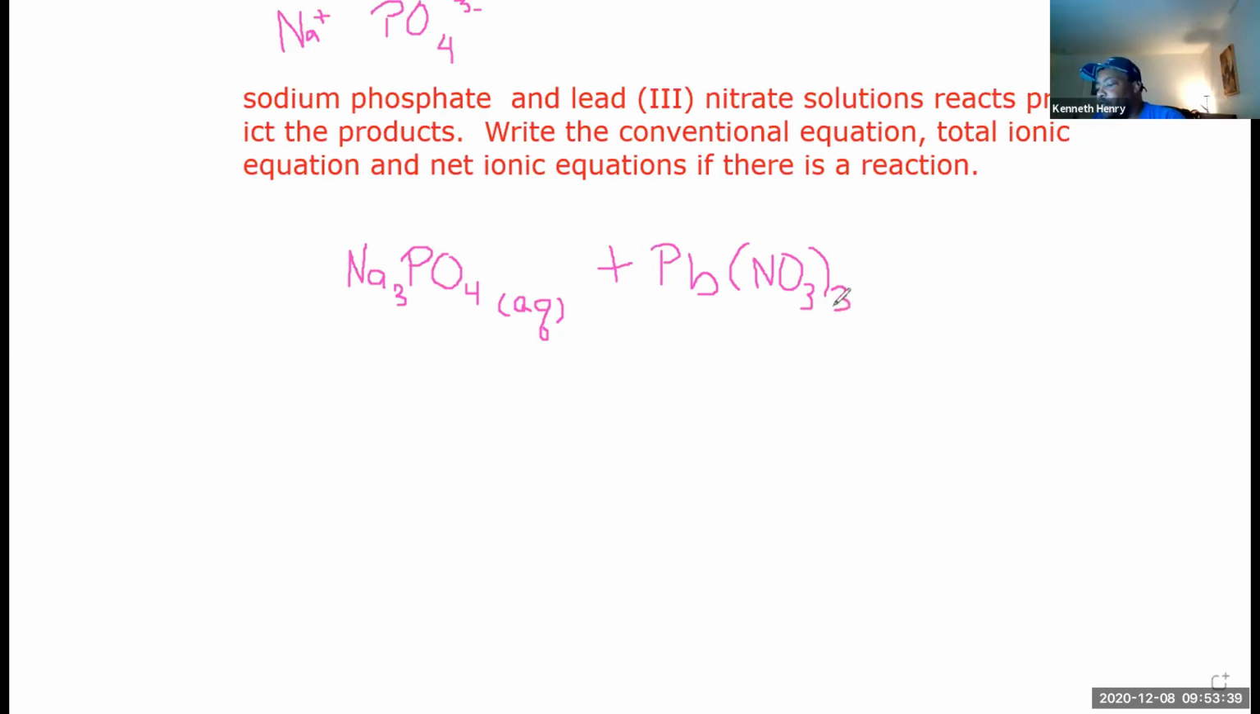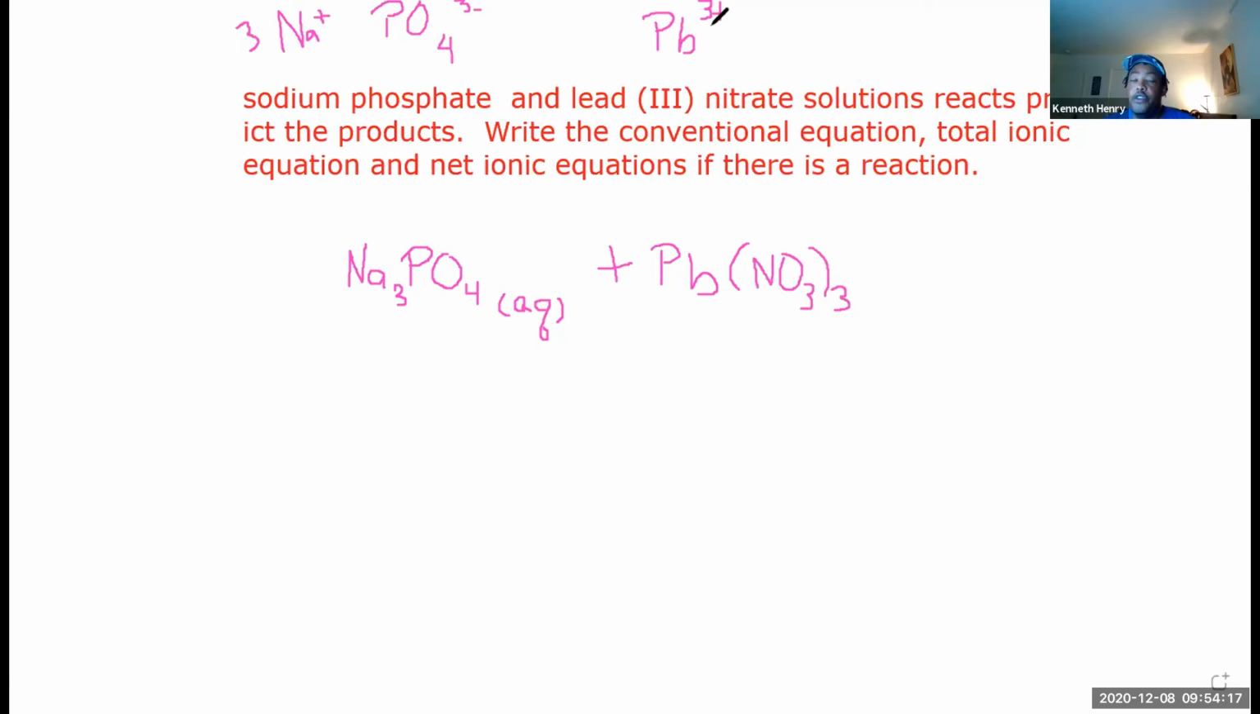Okay, solid, liquid, gas, or aqueous. But first off, why is it 3? Why do we need 3 of them? Because it's lead 3, so that means it's lead plus 3. So we need 3 nitrates, which have a minus 1 charge, to balance out that 3 plus. Make sense? When they put lead 3 nitrate, you don't put a 3 next to Pb? No, that just lets you know that the Pb is really a Pb 3 plus charge. The 3 lets you know the charge on it.